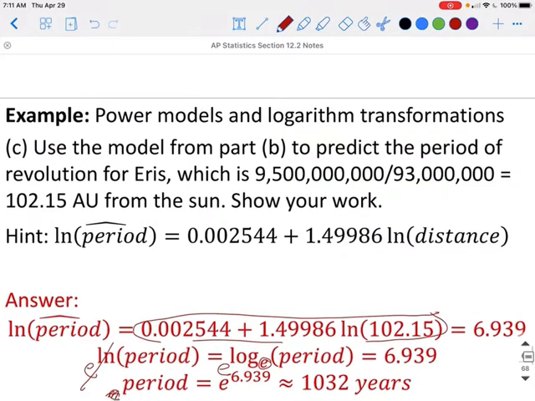So we're going to be left with the period, because the e and the ln have canceled. You're just left with the period, which is equal to e raised to the 6.939, or it's going to take it approximately 1,032 years to make a revolution.